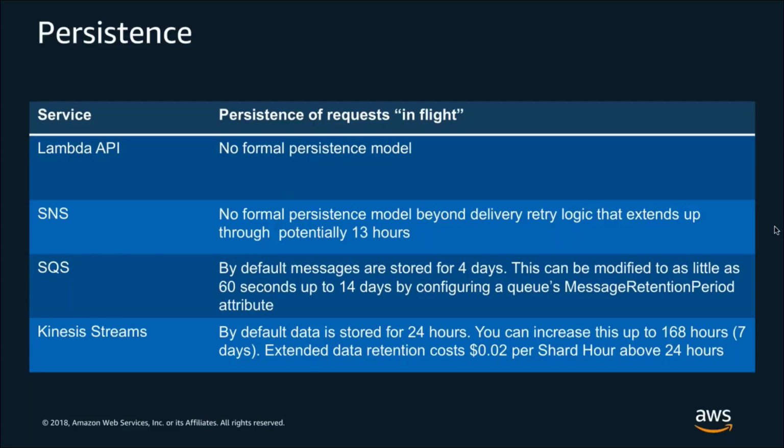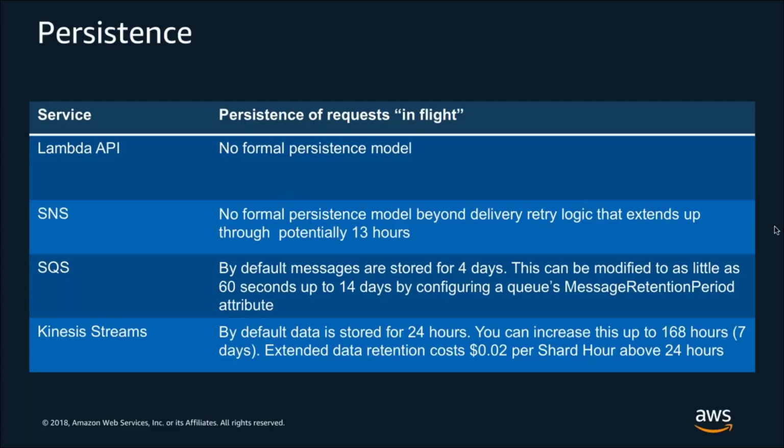For SNS, it's basically the same kind of concept. Essentially, there is no persistence model beyond the delivery retry logic. Now, the delivery retry logic, which we'll talk about here, actually extends up through potentially 13 hours of time. Now, this isn't something you would want to think about using purposefully as much as it is the way that the service handles retries, which again, we'll talk about here in a second.